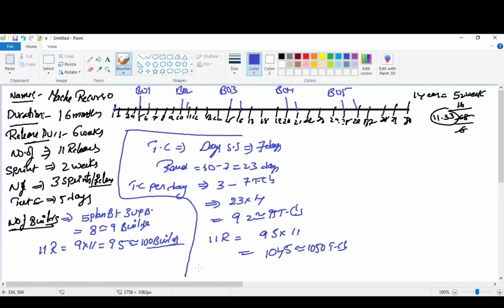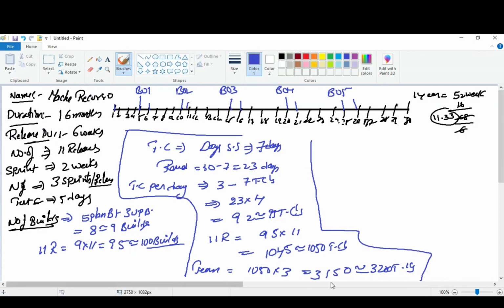Total, how many people are there in the team? 3. 1050 into 3 is equal to 3150 to 3200 test cases in my project. Understood everyone? Clear? Yes. Next, defect count.